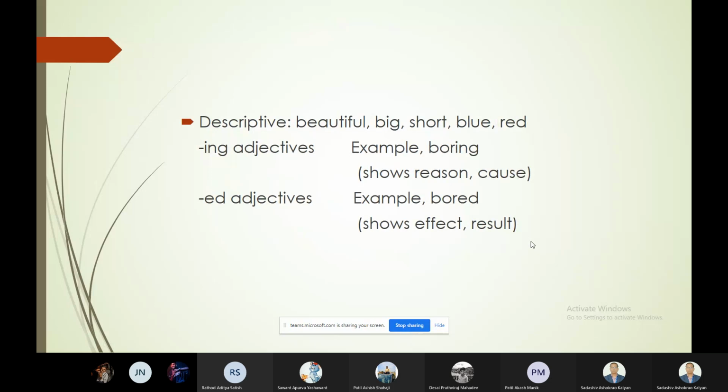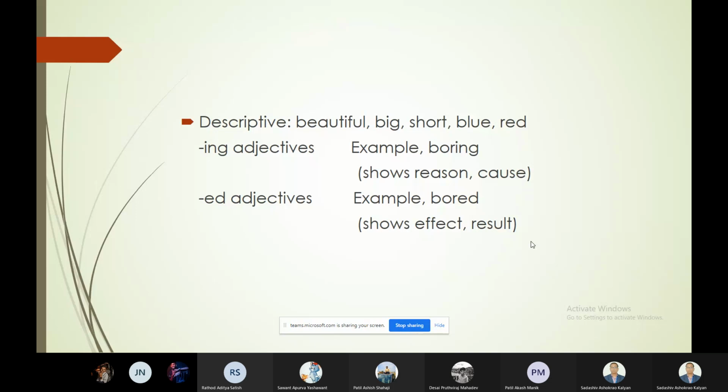Words like short, big, beautiful, blue, red are various kinds of descriptive words which we use. When we add the suffix ing to some words, there are ing adjectives. Then we also have ed adjectives, which we use in our day-to-day life. Okay, so the example: boring. Whenever we use an ing adjective like boring, it shows us one kind of reason.